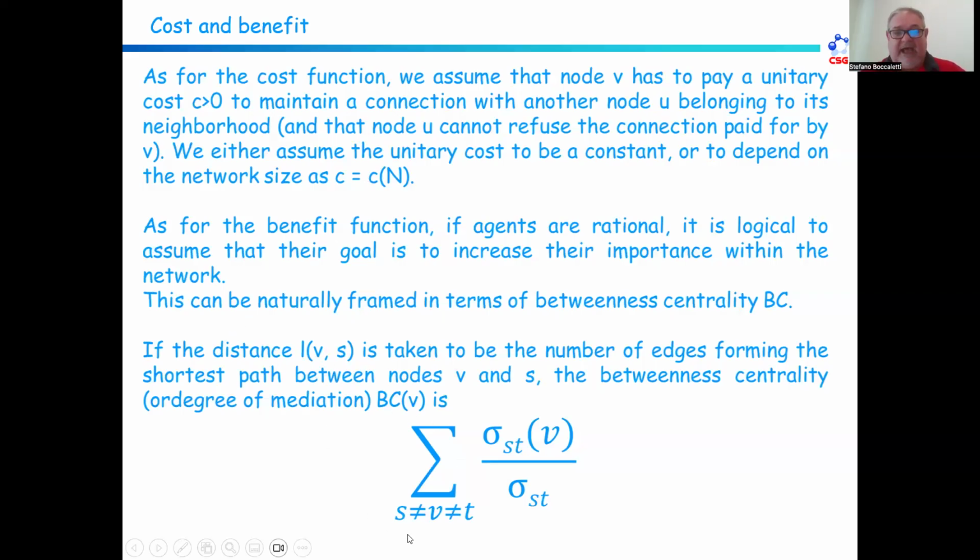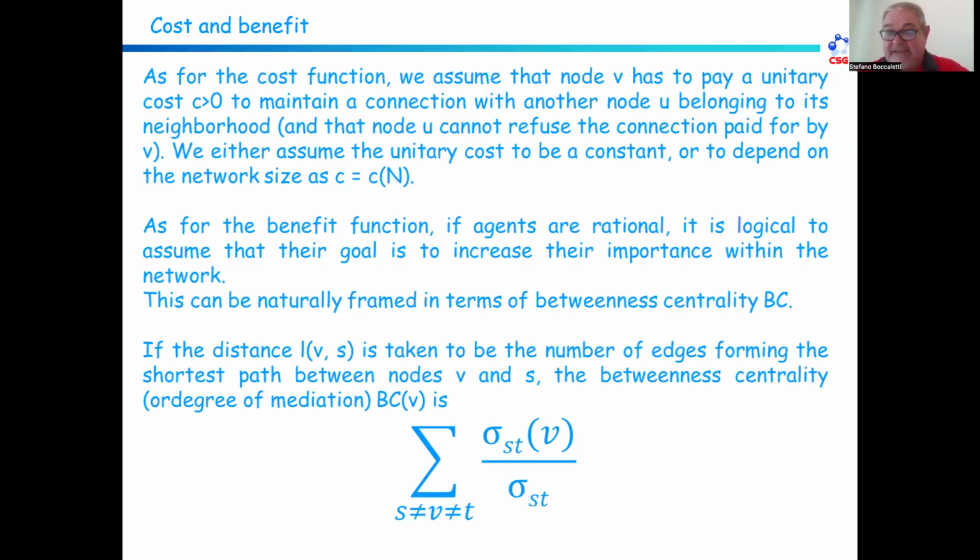I am node V. I take nodes S and T different from V. I consider the shortest path in my network connecting S and T. This shortest path can be more than one; there can be multiple shortest paths. So sigma ST is the number of shortest paths that connect S and T, and sigma ST of V is how many of such shortest paths are passing through node V. So this quantifies how many shortest paths are using node V as intermediary. And then you sum up over all possible pairs S and T. In this way, you calculate how central node V is in the network, imagining that the flow of information between all possible pairs in the network is navigating by means of shortest paths.